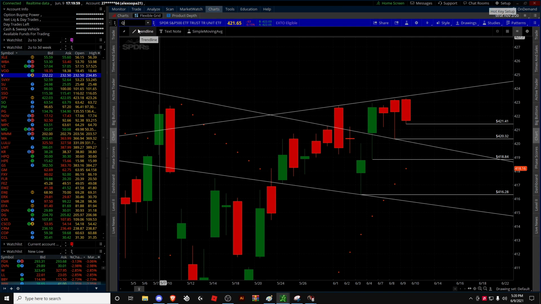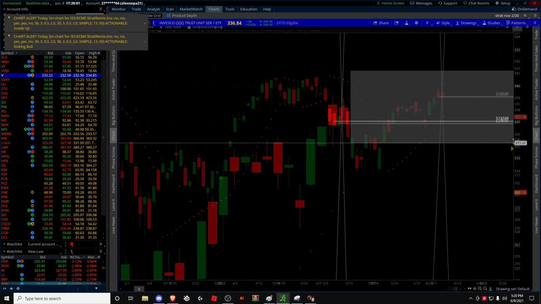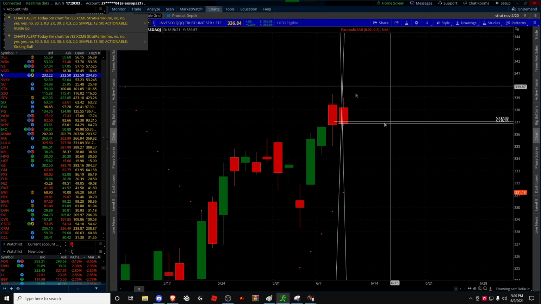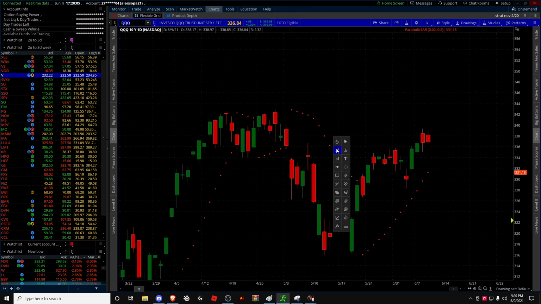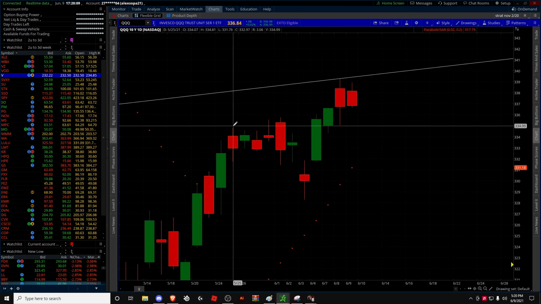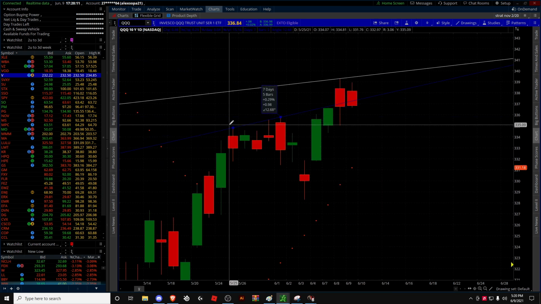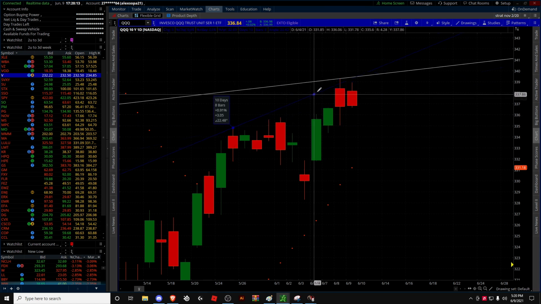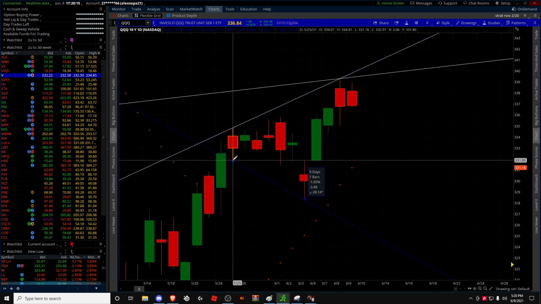And now we can go to QQQ. So what is QQQ doing? Inside day red. Where's your broad information? You draw them front to back, so you can have it like this. And if you want the smaller time frame one, it looks like that, and it expanded. So you draw this one like so.